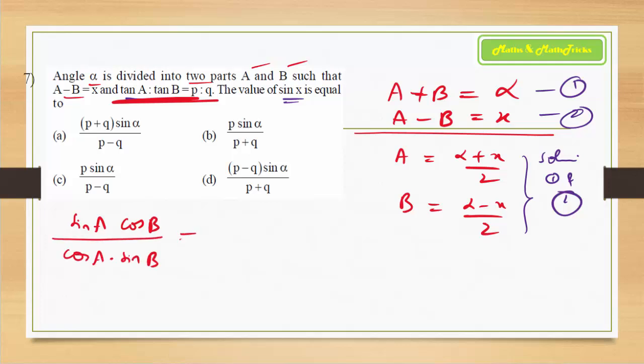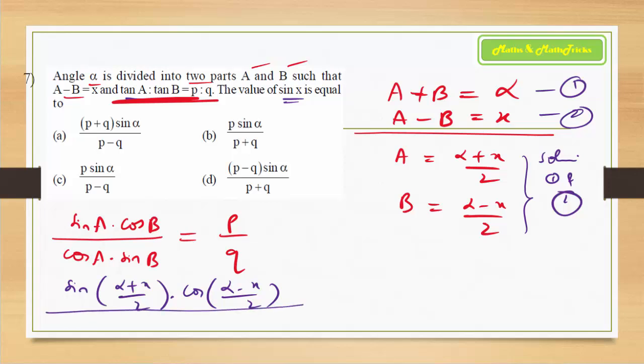You can check the simplification at your end here. So you can see that you have got sin A into cos B by cos A into sin B equal to P by Q. In that, you know the A value, you know the B value. If you substitute that, what do you get? The numerator part, you got that as sine of alpha plus x by 2 into cos of alpha minus x by 2. This is all divided by cos of alpha plus x by 2 and sine of alpha minus x by 2.